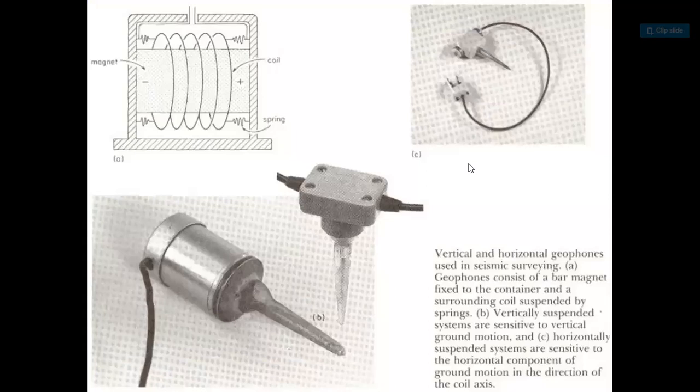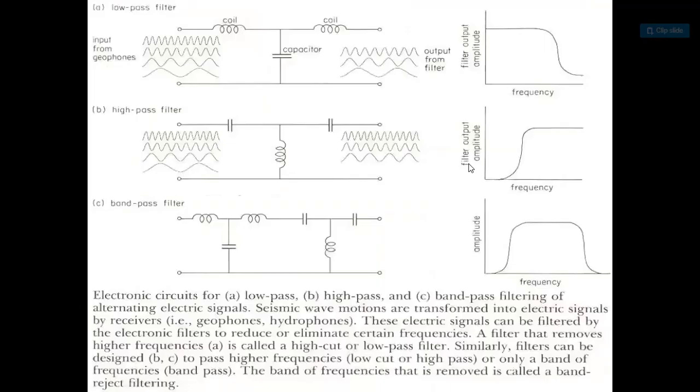So guys, these are the vertical and horizontal geophones used in seismic surveying. Geophones consist of a bar magnet fixed to the container and a surrounding coil suspended by springs. Vertically suspended systems are sensitive to vertical ground motion, and horizontally suspended systems are sensitive to the horizontal component of ground motion in the direction of the coil axis.